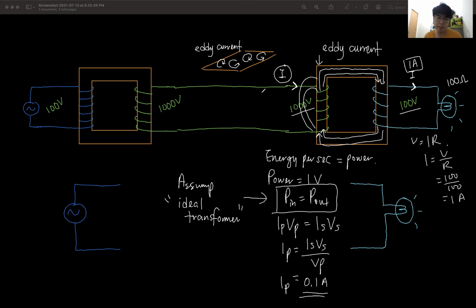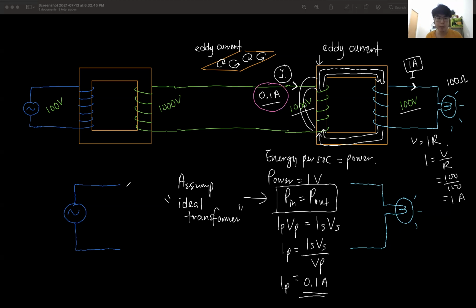IP is 0.1 here, because the voltage is 10 times smaller, right? The current here is also 10 times smaller. So the current flowing here is 0.1 ampere. Notice that it is very, very small, right? So is it good or bad? Small current means less heating. Okay? Small current means less heating.